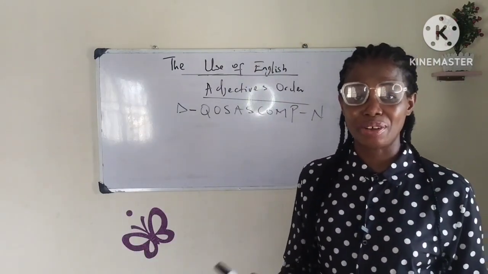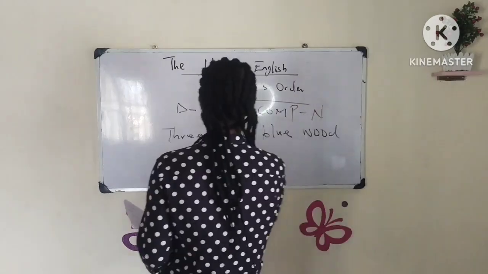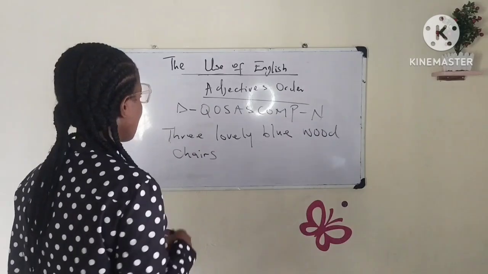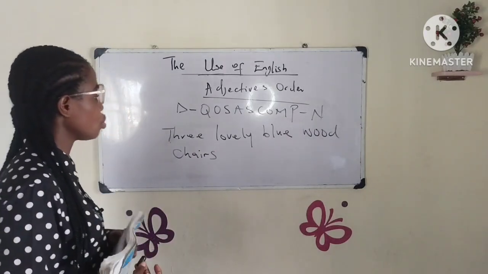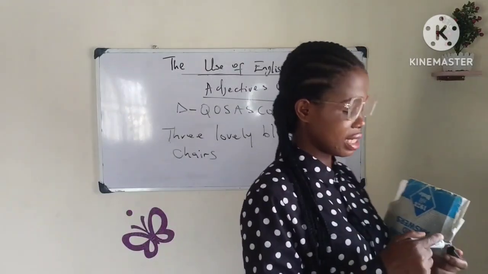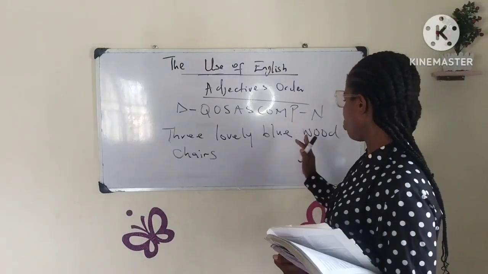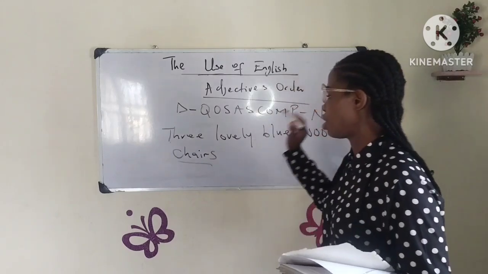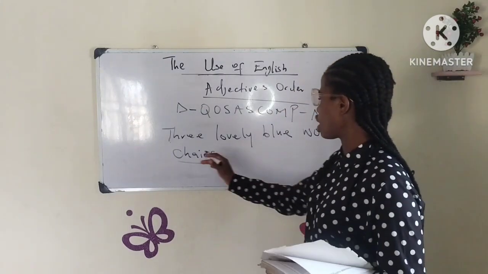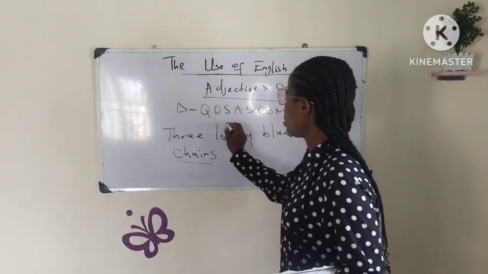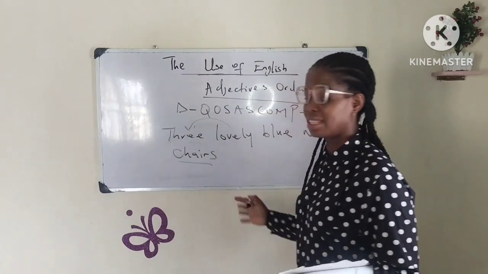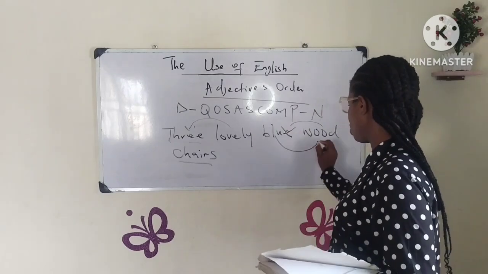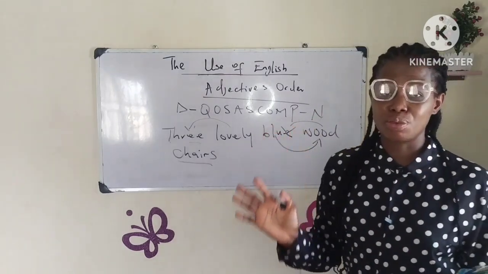Now, let's take for example, chairs. Okay, we have three lovely blue wood chairs. Now these three lovely blue wood chairs, all of these are adjectives that are qualifying these chairs. Now if you move this lovely before three, the sentence will be incorrect. If you move wood before blue or take blue to this place, the sentence will be incorrect.